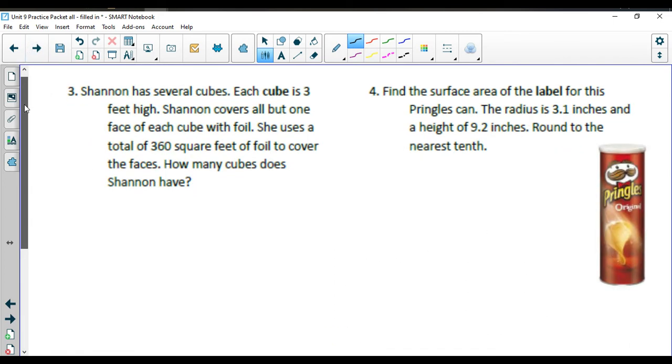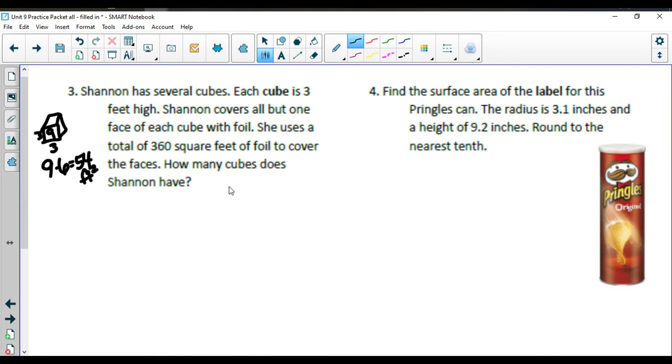For question number 3, Shannon has several cubes again. So we're talking about those 6 sides that are all made up of squares. Each cube is 3 feet high. So if we have 3 feet high cubes, so same thing, 3 feet, 3 feet. So each side is going to be an area of 9. So 9 times 6 sides gives me 54 square feet for each cube.